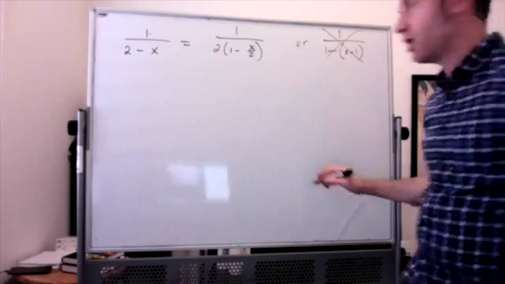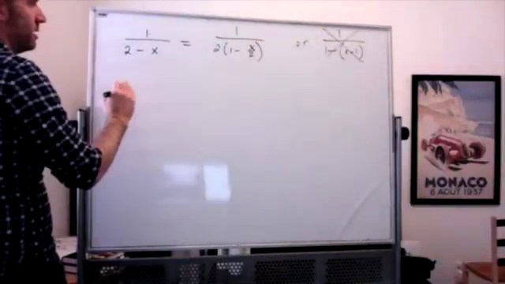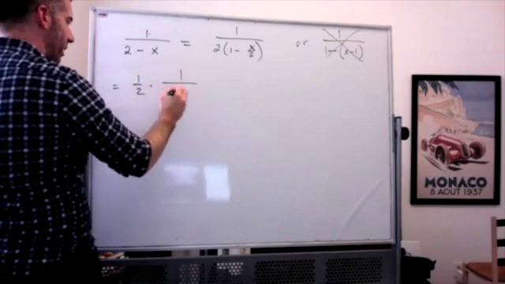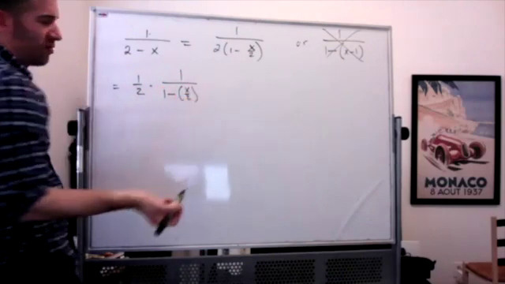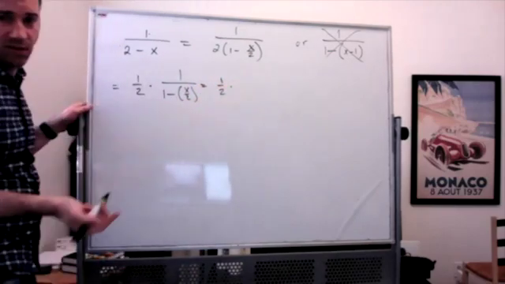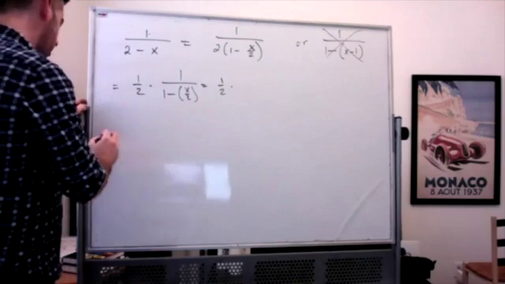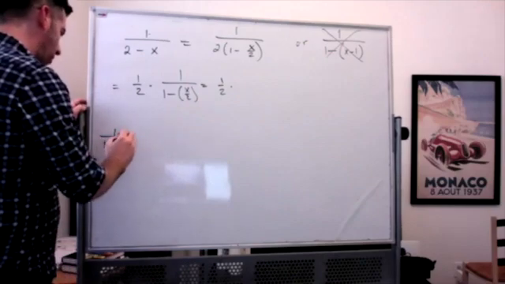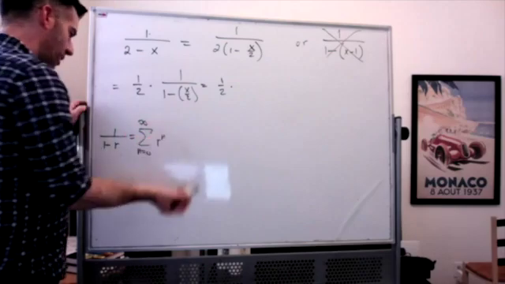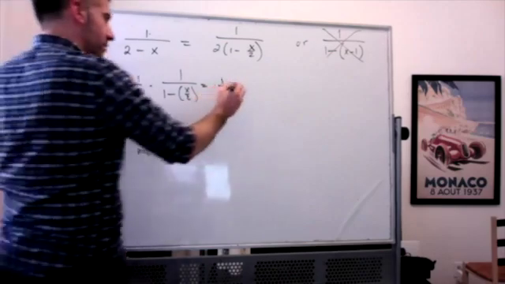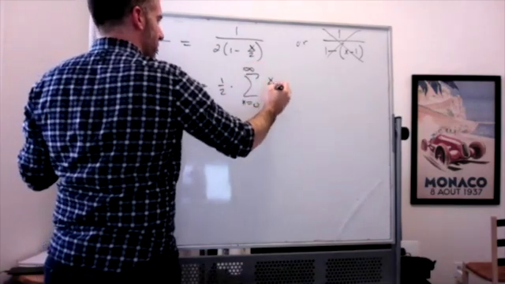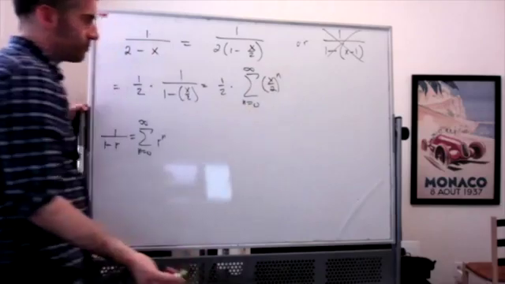So let's write this as, I'm going to factor out the 1/2. I've got 1 over 1 minus my ratio. Well, great, I know how to do that. That's going to be 1/2 times, I'm just going to go straight to writing it as the sum, right? We know that 1 over 1 minus r is the sum from n equals 0 to infinity of r to the n. So that's going to be the sum from n equals 0 to infinity of x over 2 to the n.